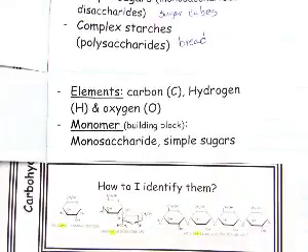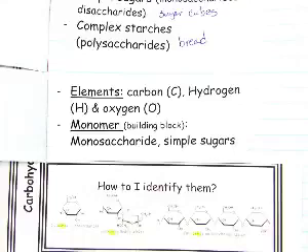Our next question, we're going to figure out how to identify them. One thing that you will have to do on your test is I'm going to give you a picture of one of our 4 final molecules that we'll be talking about, and you'll have to tell me which one it is. We're going to talk about carbohydrates, lipids, proteins, and nucleic acids. And if I give you a picture of one, you're going to have to be able to identify them.